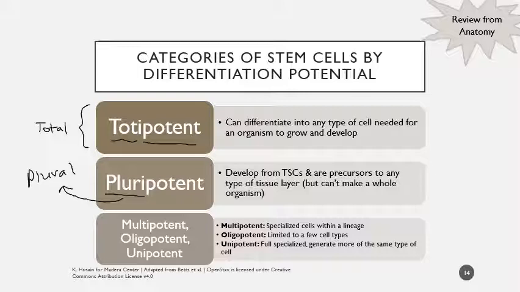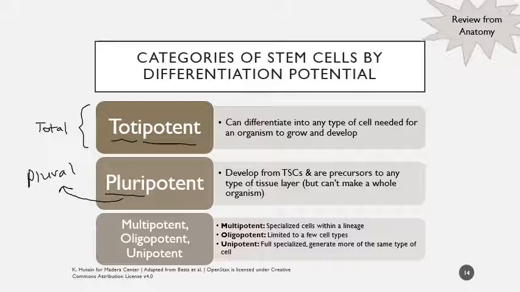They're precursors to an entire tissue layer, but they can't necessarily make the whole organism. They can make many different types of cells and tissue. And then multipotent, oligopotent, and unipotent are a little bit more specific. Multipotent refers to multiple potential. It's not as much as plural, but it's a lot of specialized cells within an entire lineage. That's what we're focusing on with hematopoiesis.